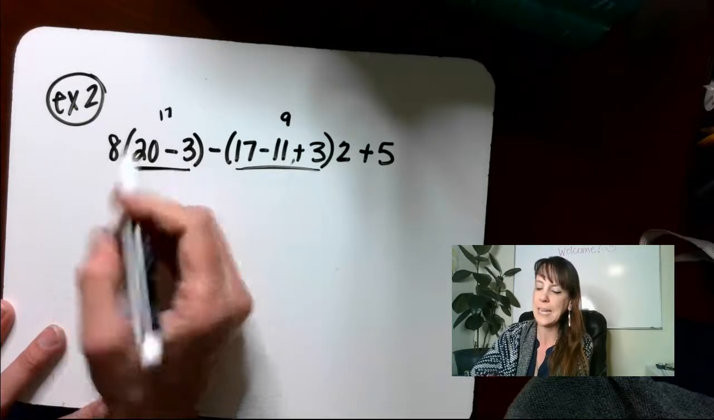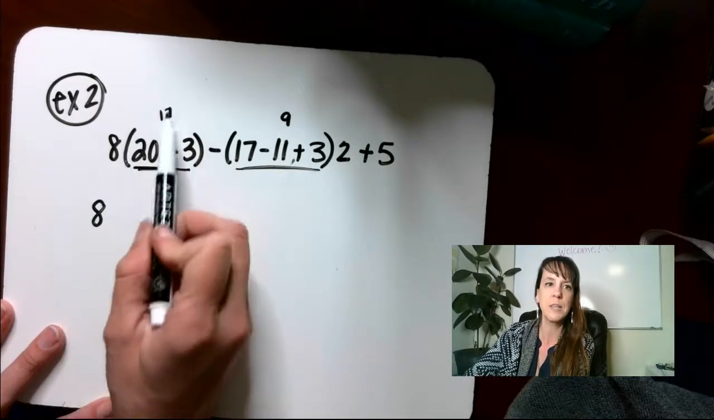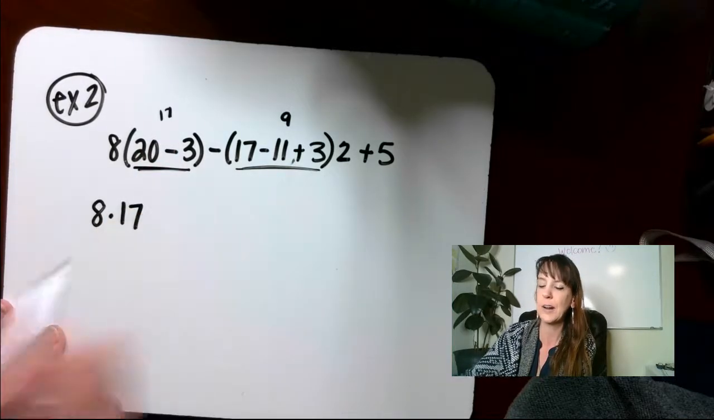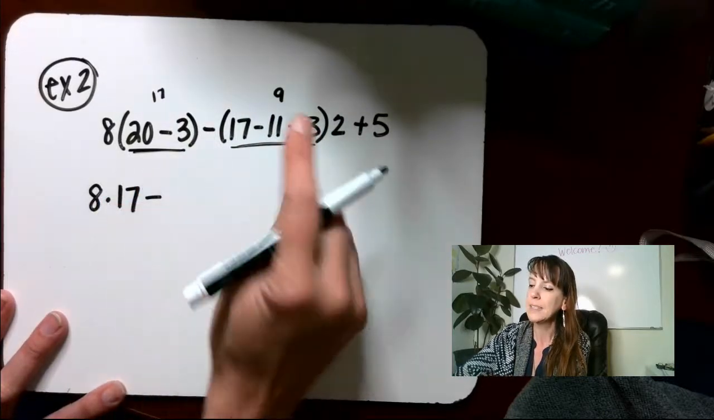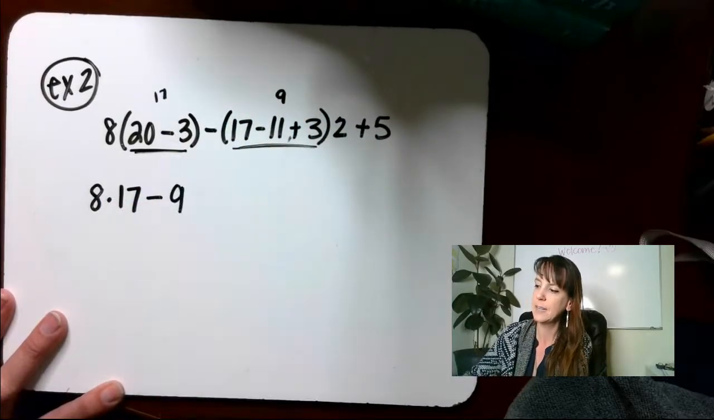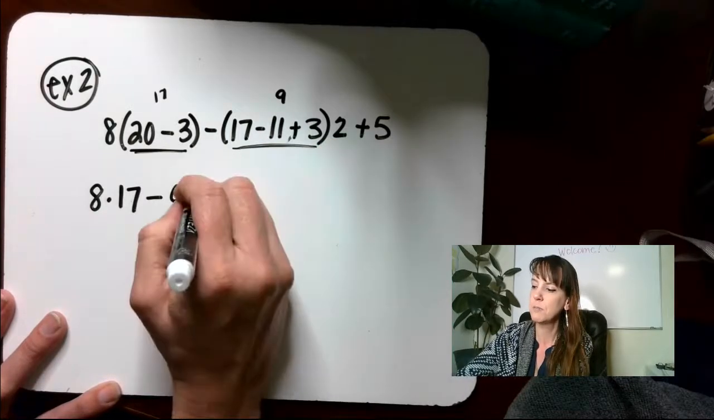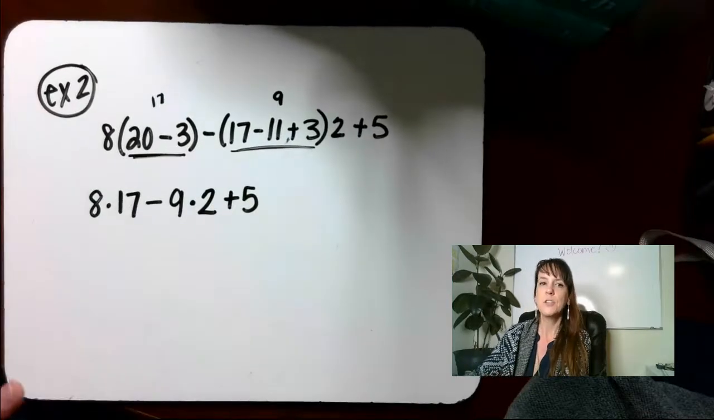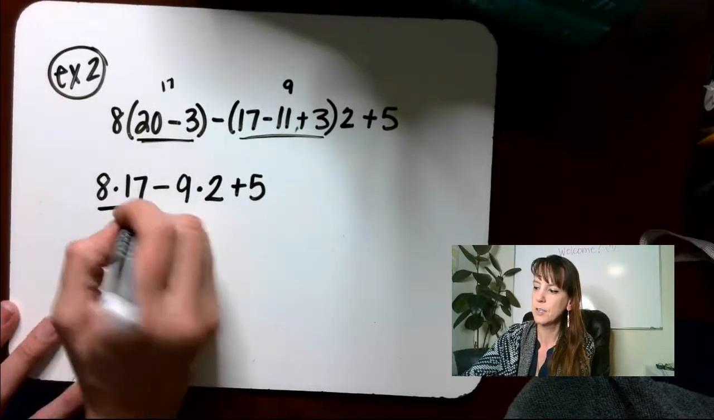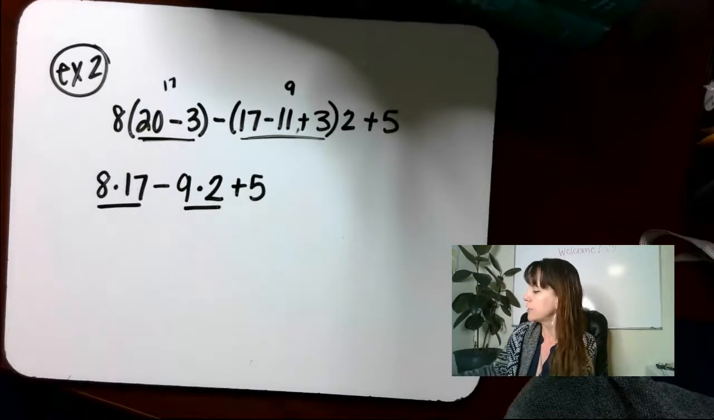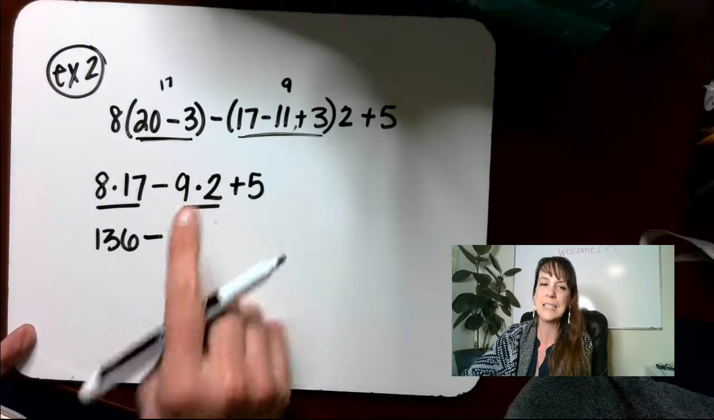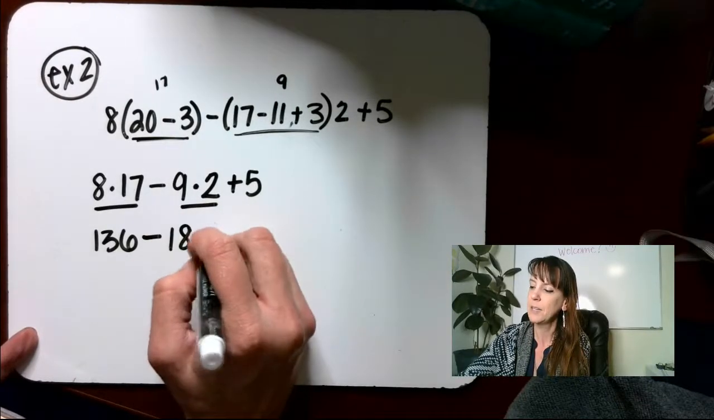So what I have now is 8, and again, if the operation is not shown, it's going to be multiplication, so times. I've done everything in those parentheses, so I'm just going to take it straight out of the parentheses and do 17 minus the 9. There's no operation shown, so it's multiplication, times 2 plus 5. Now what we want to do is multiplication first. Here's a multiplication problem, there's a multiplication problem. So 8 times 17, just so that I don't make a mistake, gives me 136, minus 9 times 2, which gives me 18, plus 5.